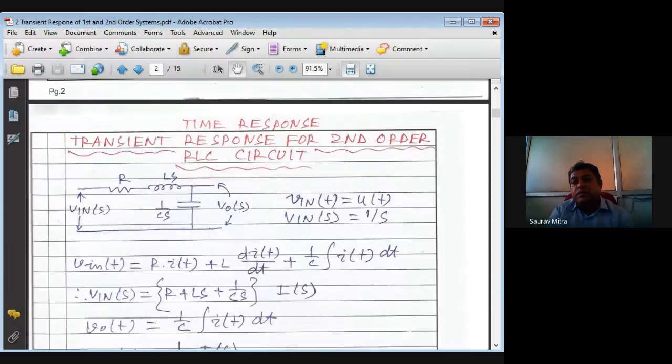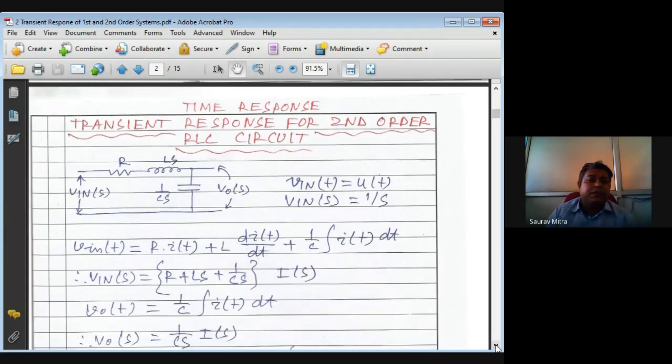Next, let us go for the second order system. Okay, I think the second order system is also visible. Just say yes in the chat box if this PDF is visible. Okay, second order system. So let us start with the second order system.